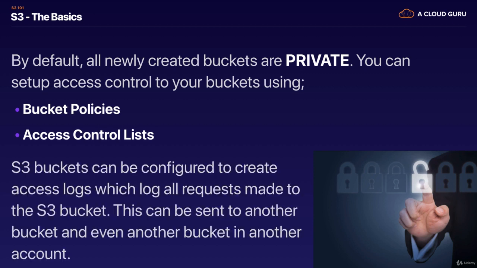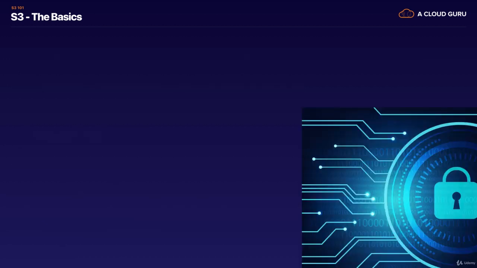And S3 buckets can be configured to create access logs, which log all the requests made to your S3 bucket. So if someone tries to access an object, that is going to be logged. And this can be sent to another bucket or even another bucket in another account. So if you want to log who's accessing your objects in your S3 bucket, you can definitely do that. And you can store those logs in an S3 bucket in your primary AWS account, or you can actually set it up in a different AWS account.